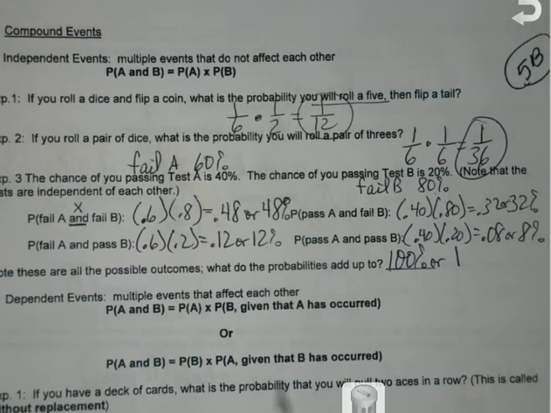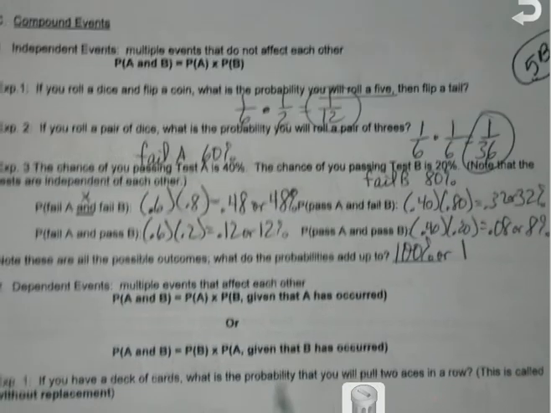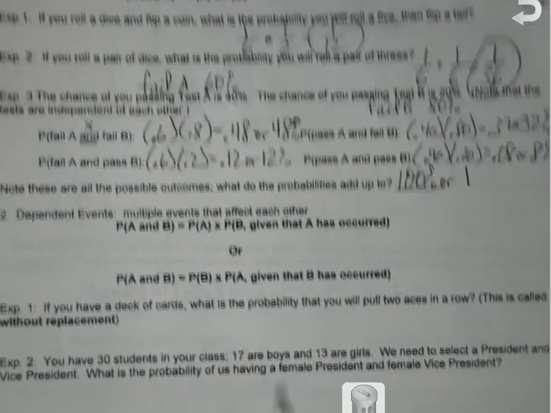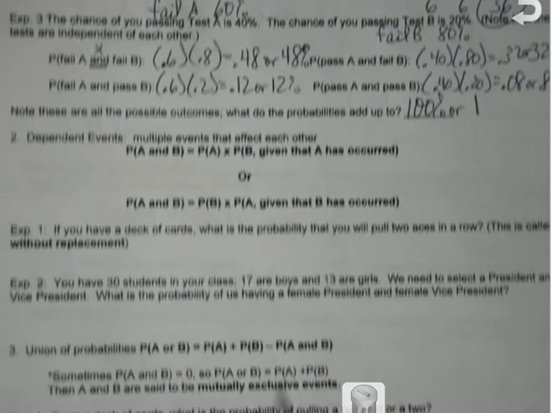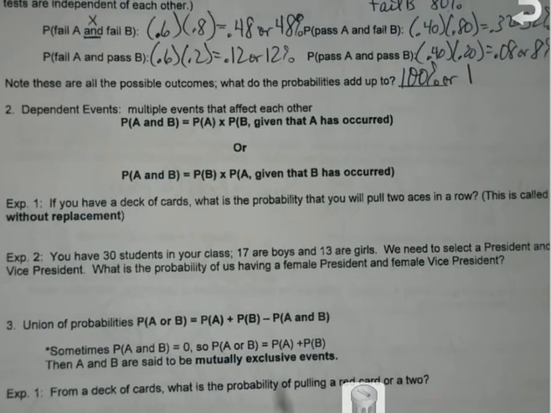But in this case, we were talking about independent events, events that do not affect each other at all. Well, what happens if I have dependent events, where one event does affect another one? Here come the cards again. If you have a deck of cards, what's the probability you will pull 2 aces in a row? I have to visualize here. I have a deck of cards. What's my chance of getting an ace?